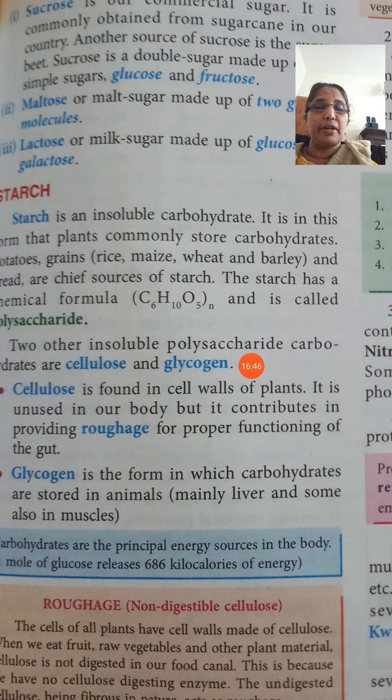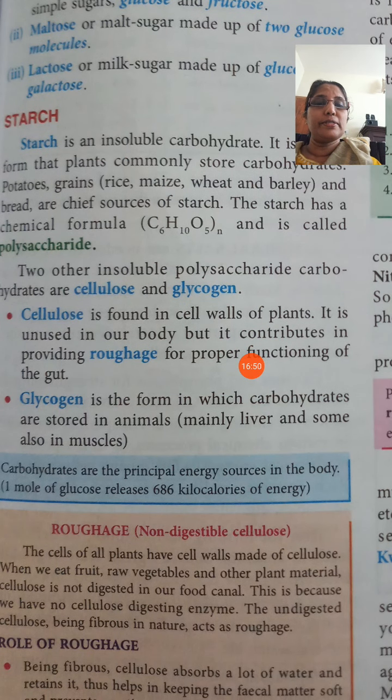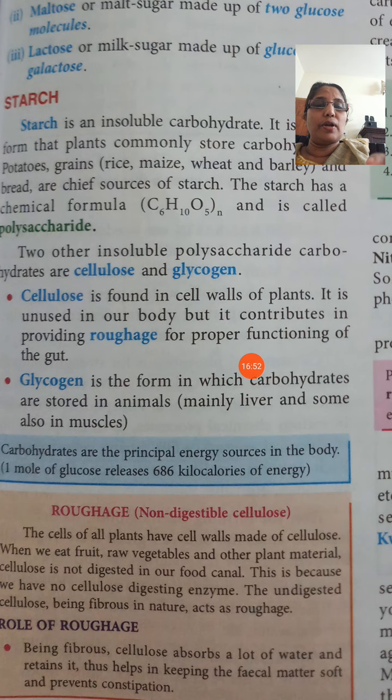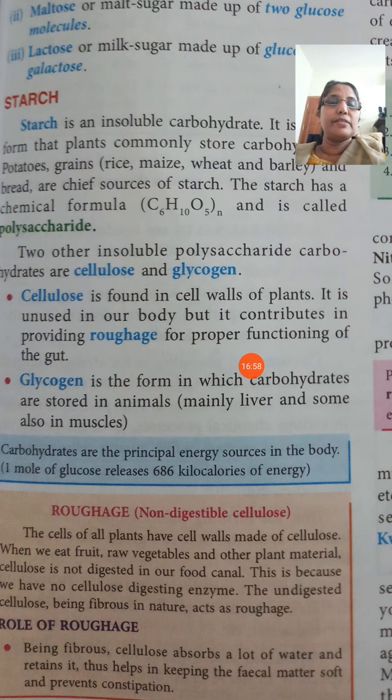That may be different. Then two other insoluble polysaccharides. Starch is one kind, then another cellulose and glycogen. Cellulose is found in the cell wall of plants. It is unused in our body. Our body cannot digest the cellulose, but cellulose can be digested by herbivorous animals.